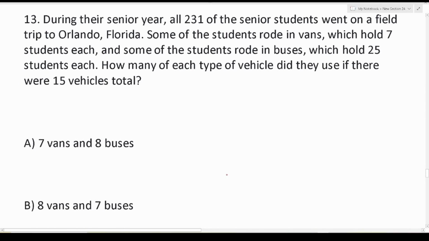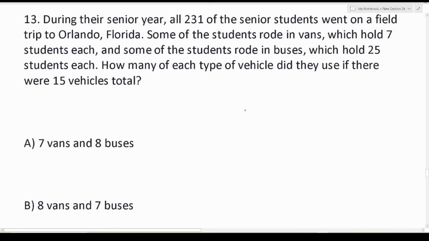All right, number 13 says, during their senior year, all 231 of the senior students went on a field trip to Orlando, Florida. Some of the students rode in vans, which hold 7 students each, and some of the students rode in buses, which hold 25 students each. How many of each type of vehicle did they use if there were 15 vehicles in total?